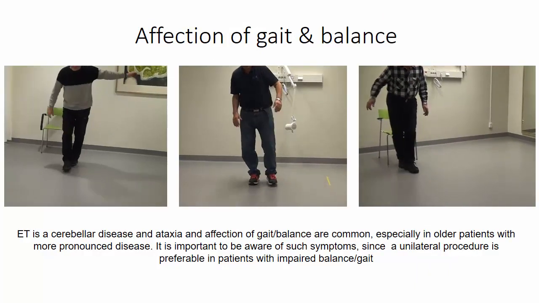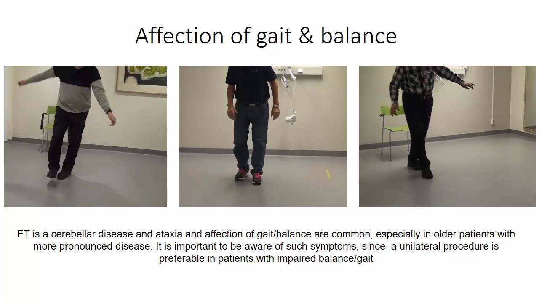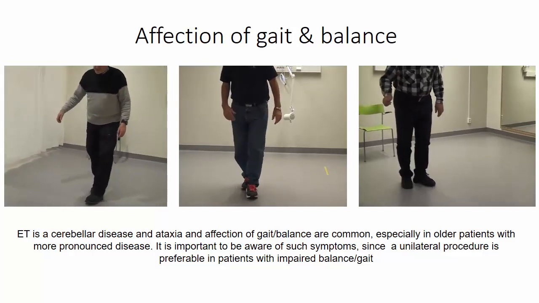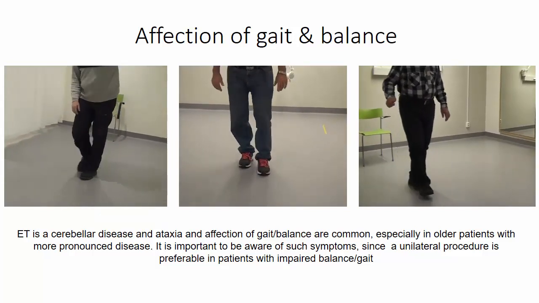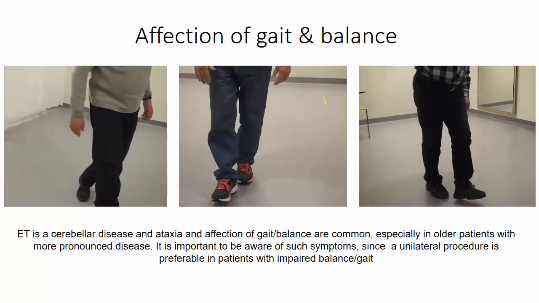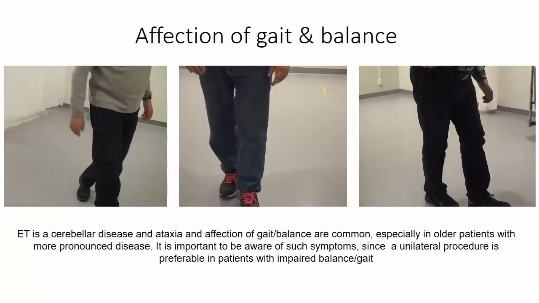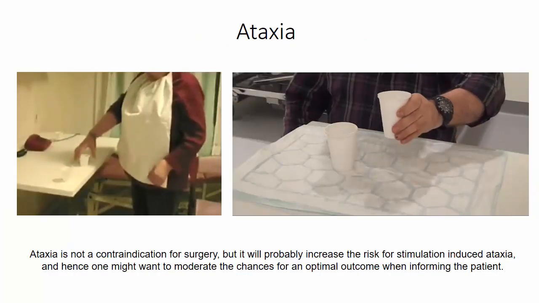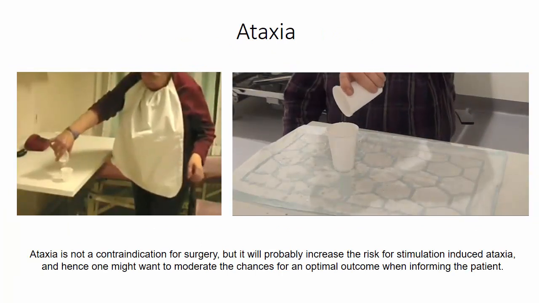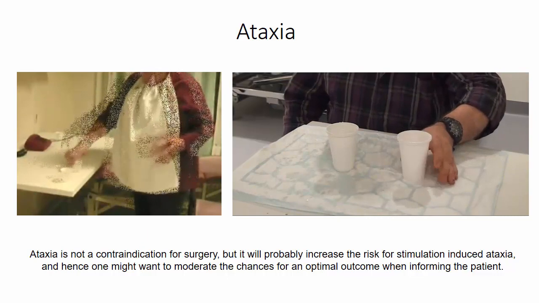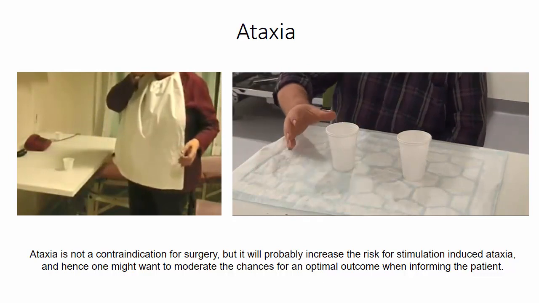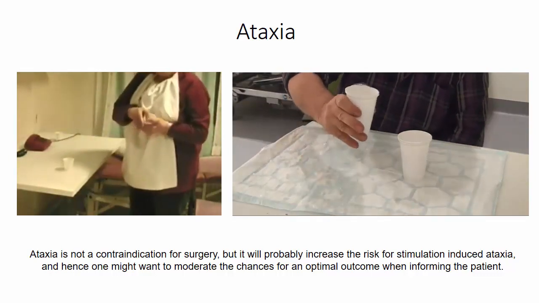Essential tremor is a cerebellar disease, and ataxia and affection of gait and balance are common, especially in older patients with more pronounced disease. It is important to be aware of such symptoms, since a unilateral procedure is preferable in patients with impaired gait and balance. Ataxia is not a contraindication for surgery, but it will probably increase the risk for stimulation-induced ataxia after surgery, and hence one might want to moderate the chances for an optimal outcome when informing the patient.